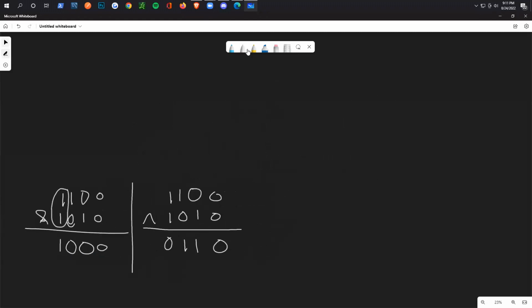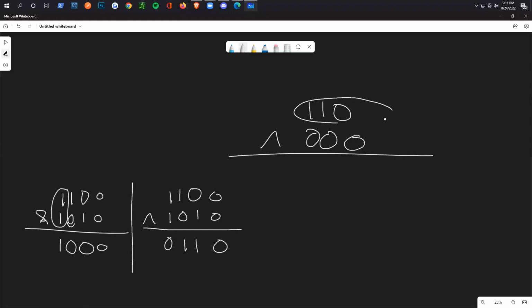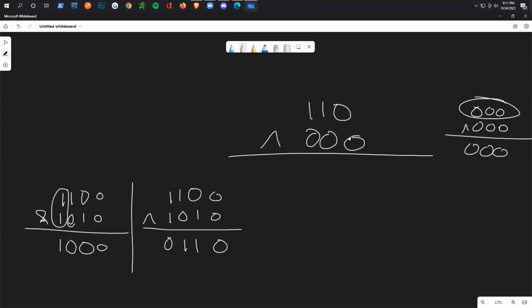If you have any number that is not 0, and you XOR it with 0, what's going to end up happening? It's literally going to be the number itself that you XOR 0 with, because it doesn't matter what this is. It doesn't even matter if it's 0, 0, 0 and XOR 0, 0, 0. It's still just going to end up being 0, 0, 0.